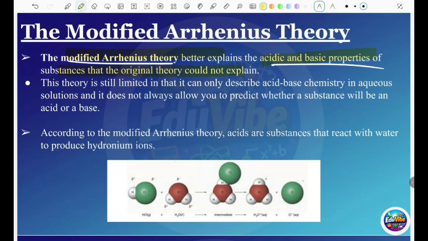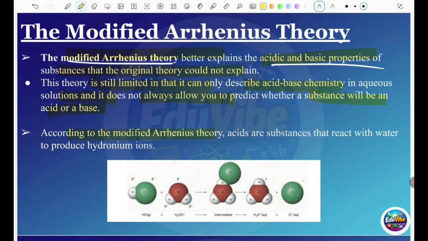This theory is still limited, in that it can only describe acid-base chemistry in aqueous solutions, and it does not always allow you to predict whether a substance will be an acid or a base. So there is limited information in this theory too, but it describes acid-base chemistry in aqueous solutions. This theory is very important. We're doing lots of things with it, so be prepared for that.